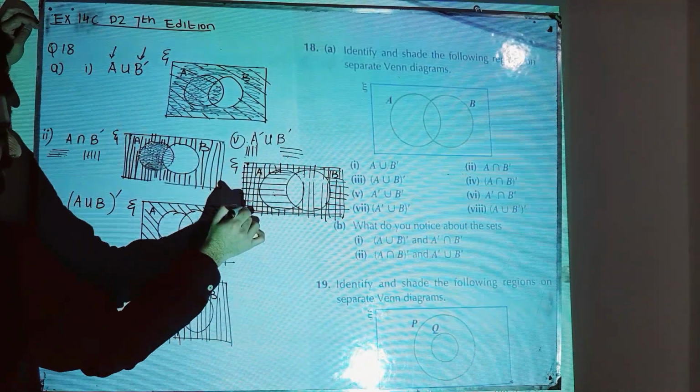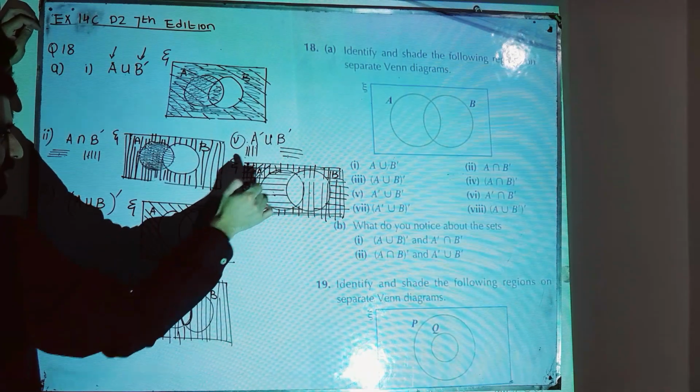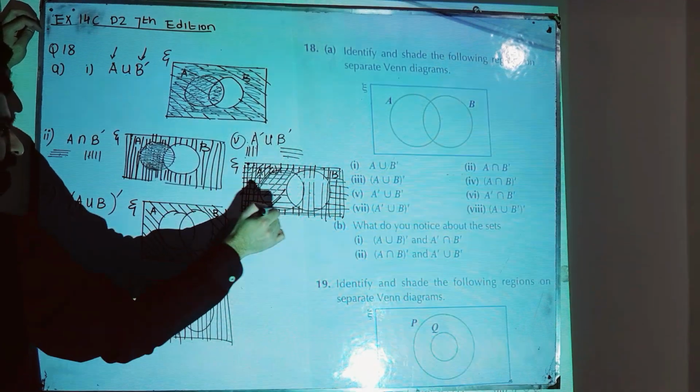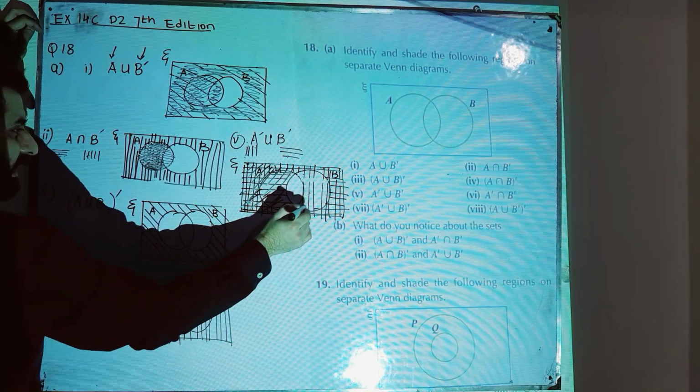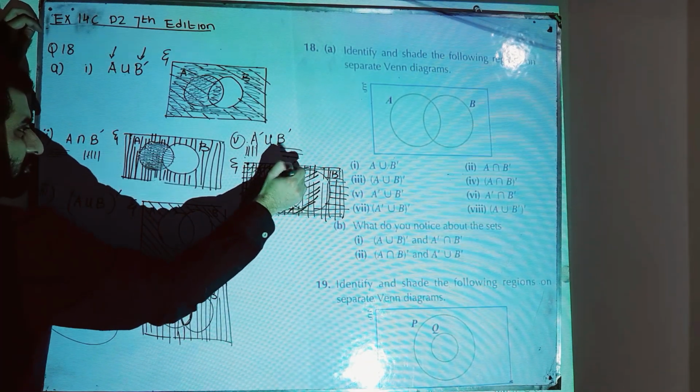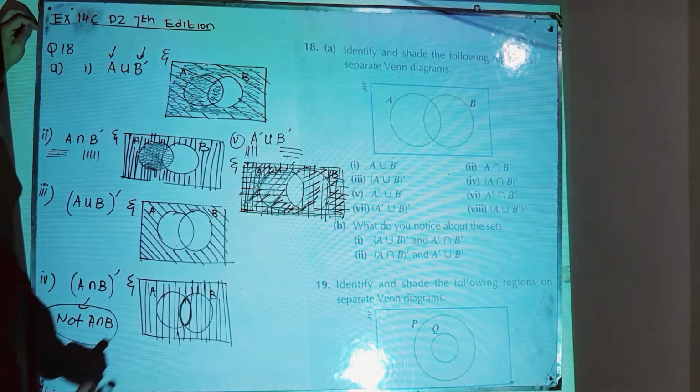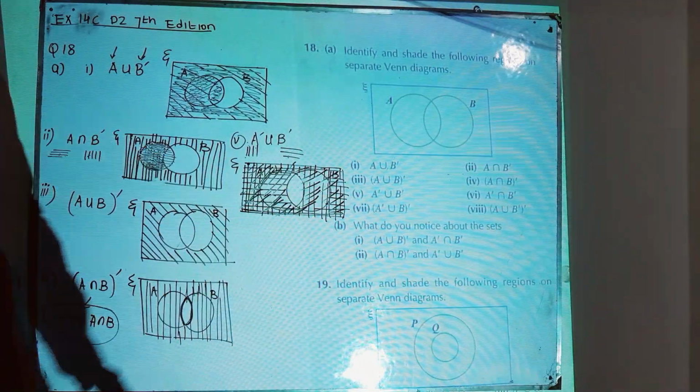So this complete shaded part, this complete region where you have single lining and where you have double lining, is the answer. Single line, double line, both are included. So this is the shading for this one.